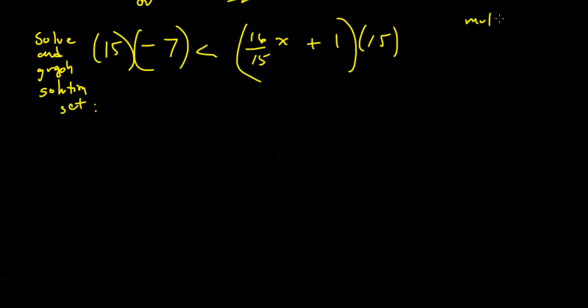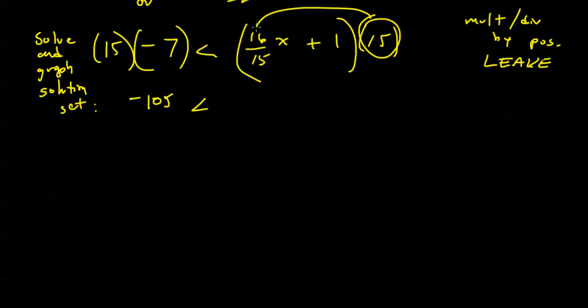And when you multiply or divide by a positive quantity, you leave the arrow alone. So notice I have not changed the arrow direction. Alright, on the left-hand side, negative 7 times 15. I'm reaching for my calculator. 15 times minus 7 gives me negative 105. Is less than. Well, now I have to apply my distributive law. 15 times 16/15 x is 16x, plus 15 times 1 is 15. Looks much better already, doesn't it?